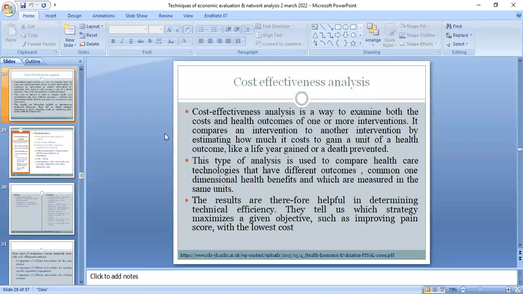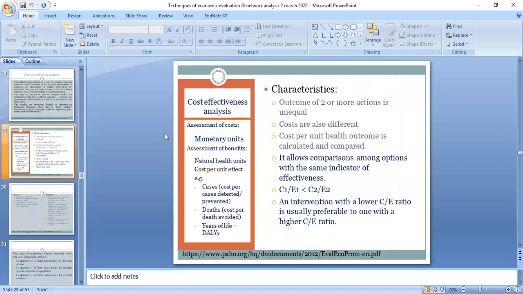Now cost effectiveness analysis. Cost effectiveness analysis is a way to examine both the cost and health outcomes of one or more interventions. It compares an intervention to another intervention by estimating how much it costs to gain a unit of health outcome, like a life year gained or a death prevented. This type of analysis is used to compare healthcare technologies that have different outcomes, common one dimensional health benefits, which are measured in the same units. The results are therefore helpful in determining technical efficiency. They tell us which strategy maximizes a given objective, such as improving pain score, with lowest cost.